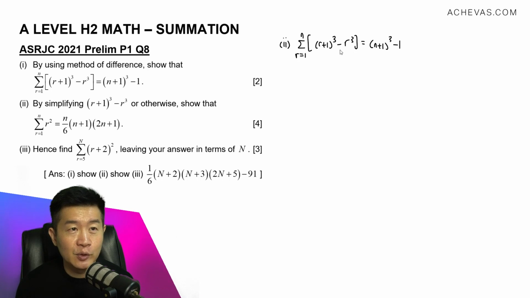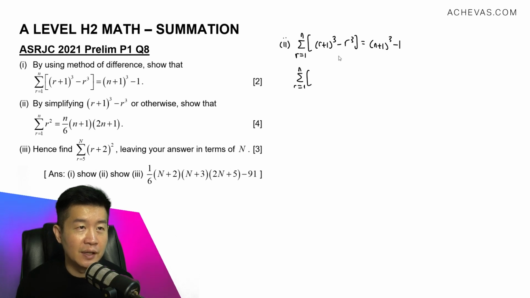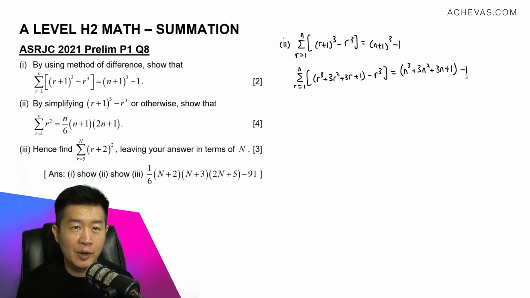So what I'm going to do is I'm going to expand this expression over here. So the summation from r is equal to 1 to n. The expression that is inside here is going to be equal to r to the power of 3 plus 3r squared plus 3r plus 1, then minus r to the power of 3. This is equal to, I'm going to expand this also, okay? So it will be n to the power of 3 plus 3n squared plus 3n plus 1. And I'm going to minus 1 from here. This minus 1 is from here.